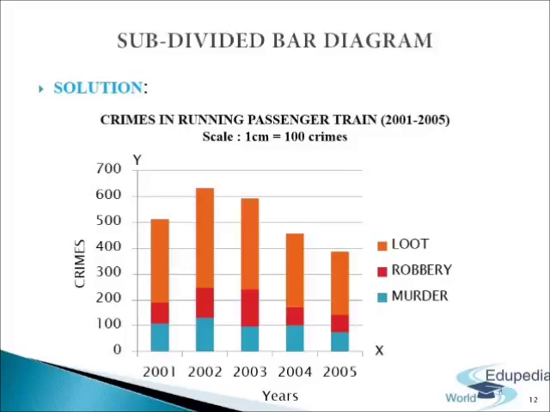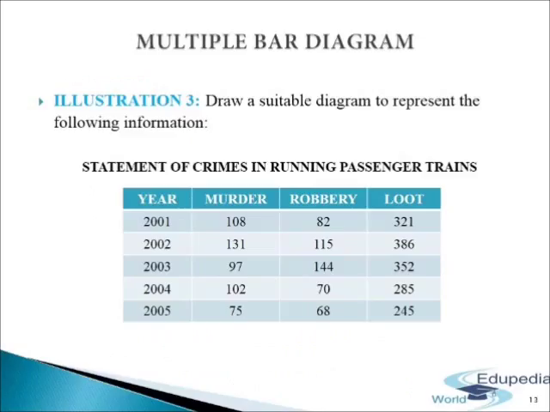This way we will prepare a subdivided bar diagram. Next we come to multiple bar diagram. This method can be used for data which is made up of 2 or more components. In this method, the components are shown as separate adjoining bars.